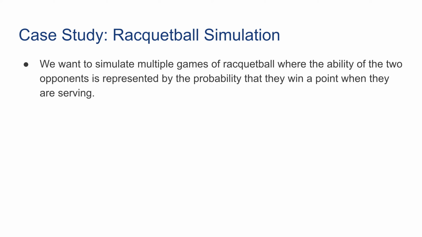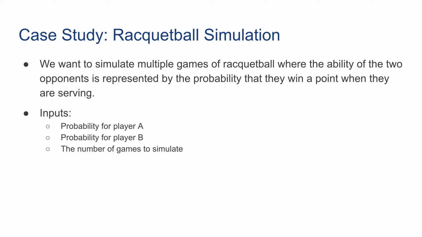is represented by the probability that they win a point when they are serving. The inputs are probability for player A and for player B, the number of games to simulate, and the output is a nicely formatted summary of the results.